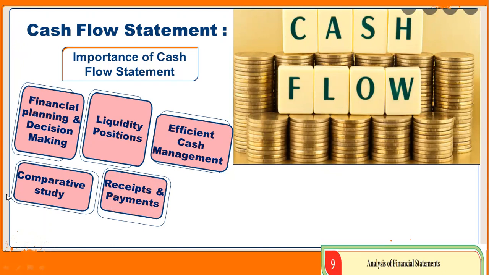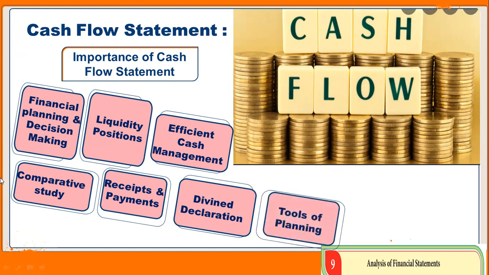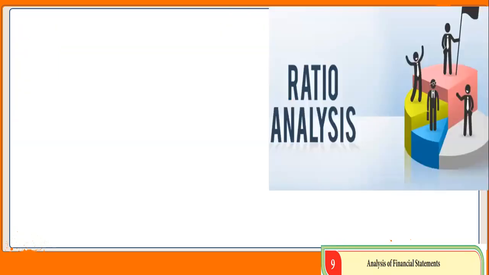It also gives the speed at which cash is generated from debtors, stock and other current assets, and the speed at which current liabilities are paid off. Dividend declaration. It gives the position of cash generated from operating activities which can be used for payment of the dividend. And the last importance is tools of planning. It can be used for projecting future investments and financial plans.